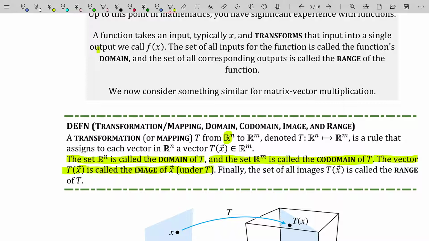So just like, again, running back here to my simple example, if you were to plug in 3 to f of x equals x squared, you get an output of 9. And we call those with functions inputs and outputs. That's totally understandable when you're talking about functions.